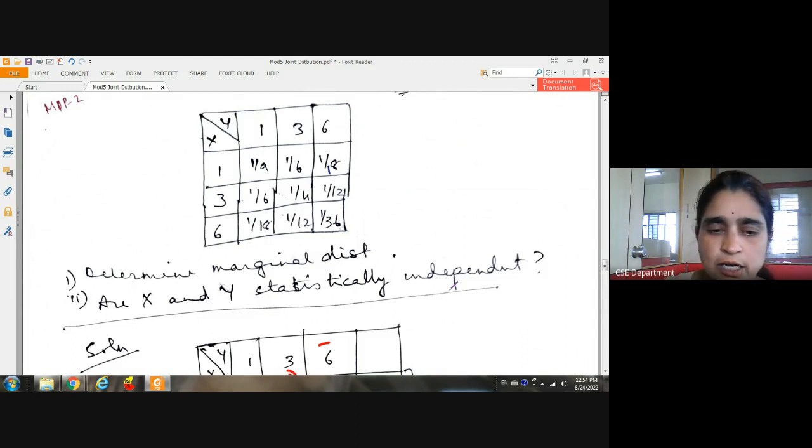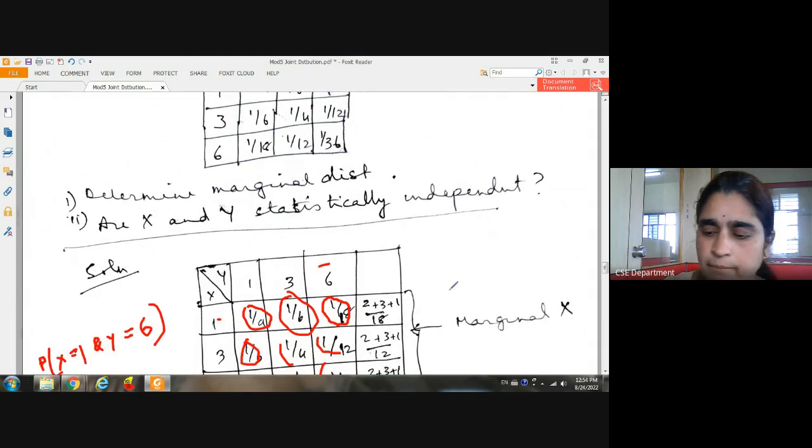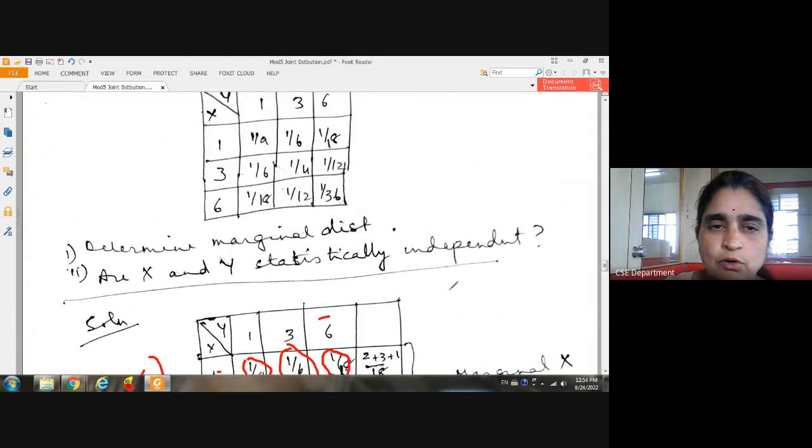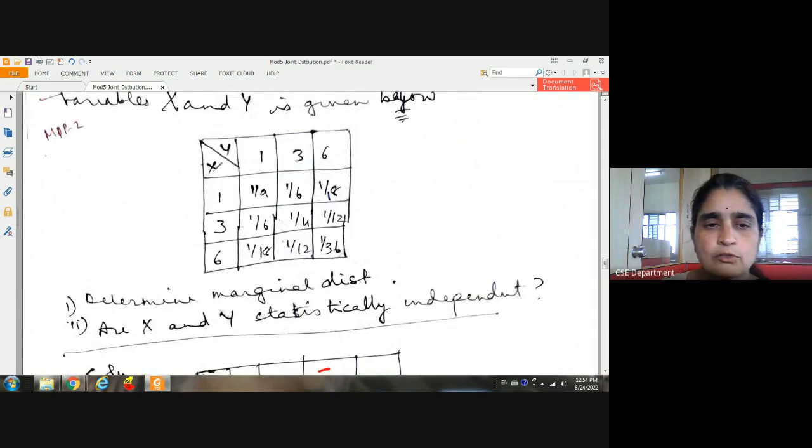So first let us do the marginal distribution. First, x can take what values? x can take values 1, 3, 6. With what probabilities? You write it here in the margin. What is the probability x equal to 1? Yes, you guessed it right. These three values you have to add up and write it here. 1 by 9 plus 1 by 6 plus 1 by 18. Convert everything to by 18 and do it. 2 by 18 plus 3 by 18 plus 1 by 18. 2 plus 3 plus 1, 6 by 18.